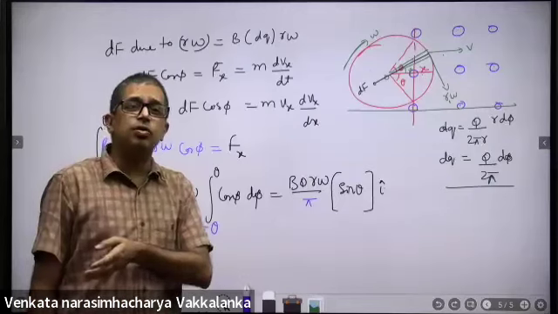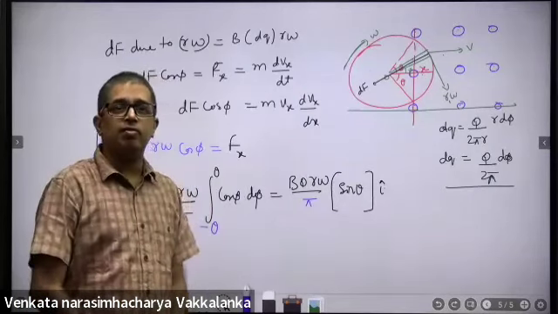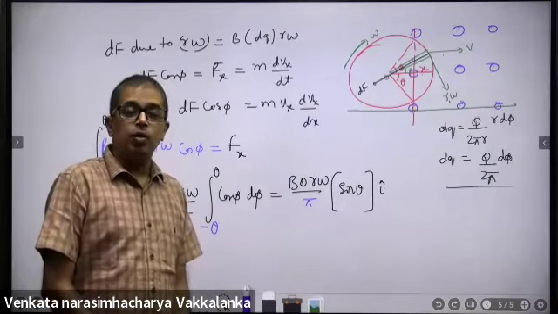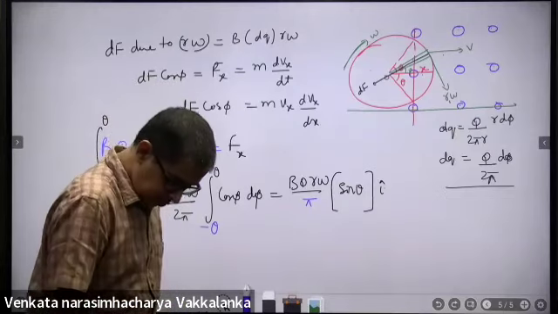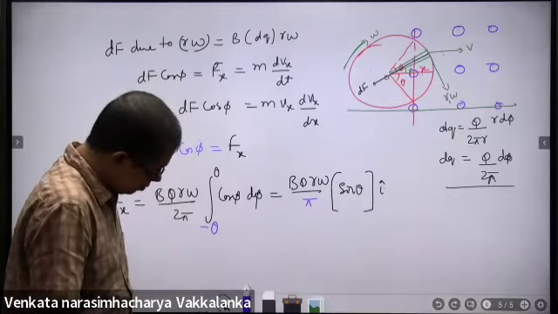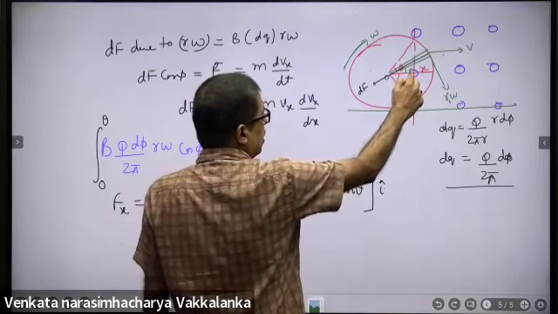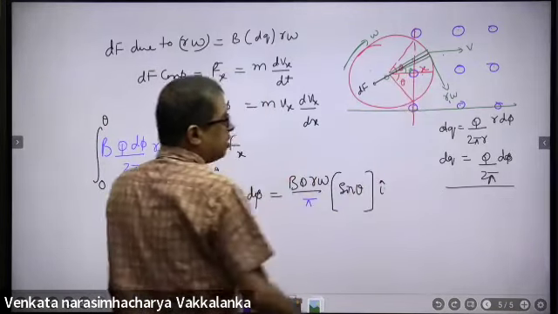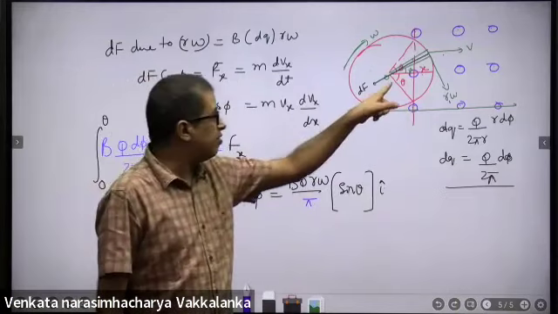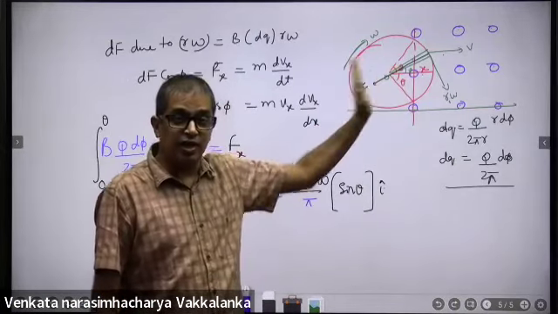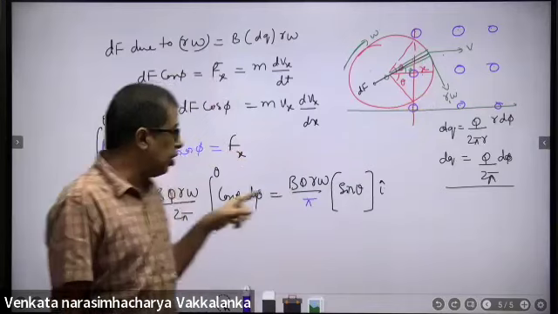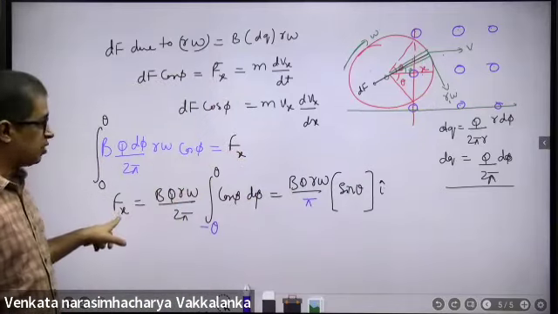Initially its value is 0. It will reach a particular value of omega. Omega is v by r. So how can you bring it out of the integral? Theta, you are taking it at this particular instant when the angle is theta. Here you are integrating with respect to that angle theta, that length it has gone inside. So you are dealing with, at that particular instant, fx.